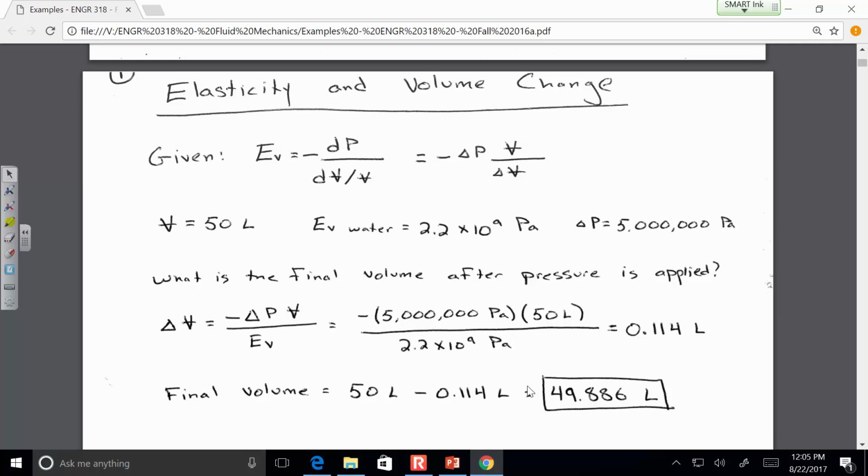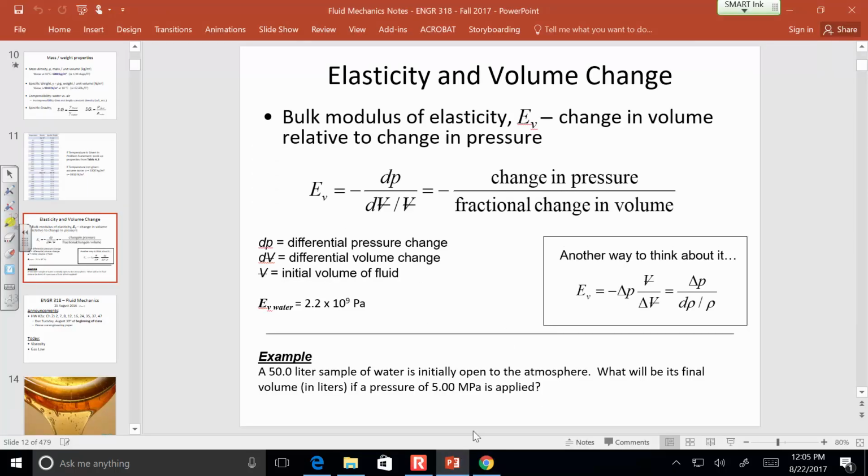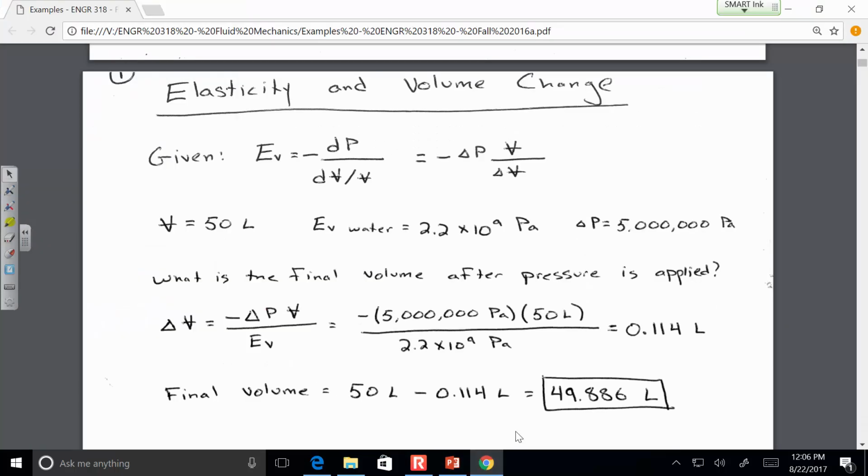And so this delta V means it's the change in volume as a result of applying this pressure. So the change in volume is 0.114 liters. And so the final volume is 49.886 liters. And if we're being careful about the units, it looks like we've got 3 significant figures here: 50.0 liters, 5.00 megapascals. And so my preference would be that you show all of the digits of accuracy that you've got, and then in the end you could round to 49.9 liters.